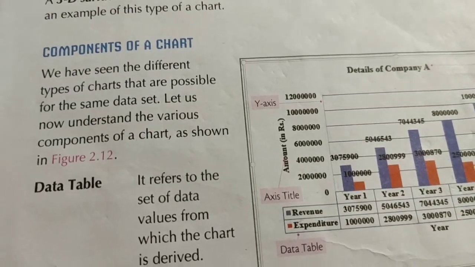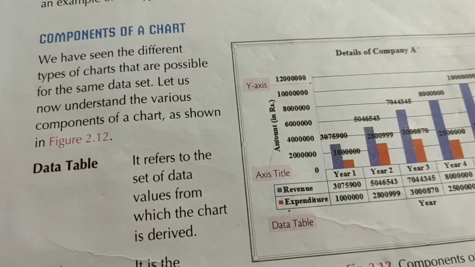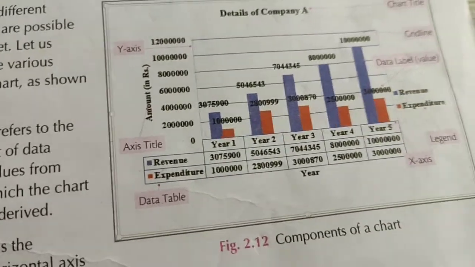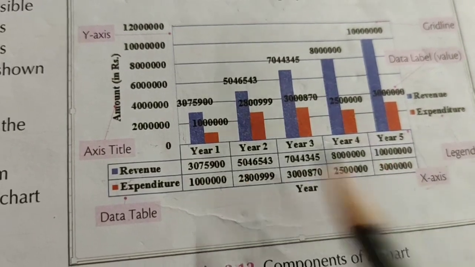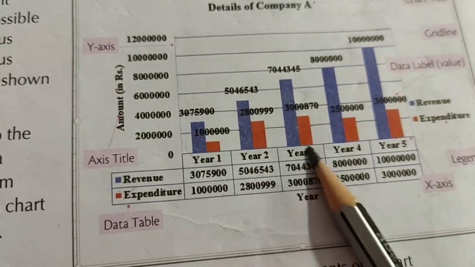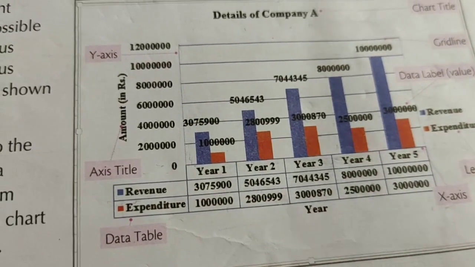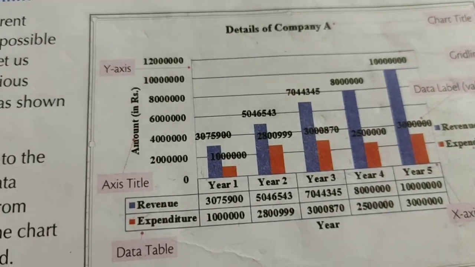Now comes components of a chart. When you create a chart, you will get many components. Now let's see what the components of the chart are. The first one is the x-axis. You all know that the horizontal line is called the x-axis, and the vertical line we call the y-axis.